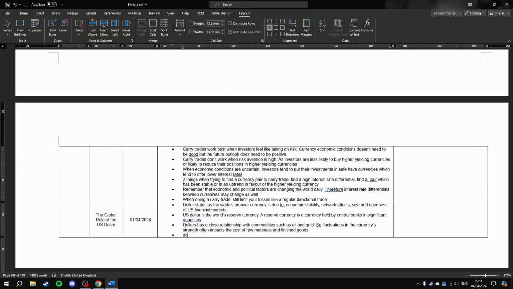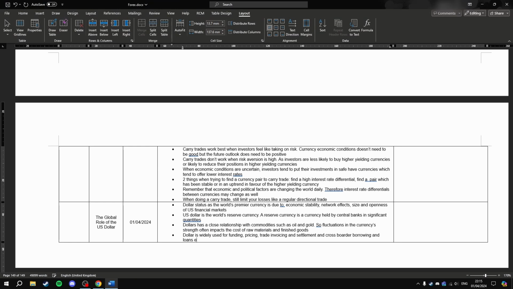So the dollar is widely used for funding, pricing, trade invoicing, and settlement, and cross-border borrowing and loans, even when the US isn't involved.